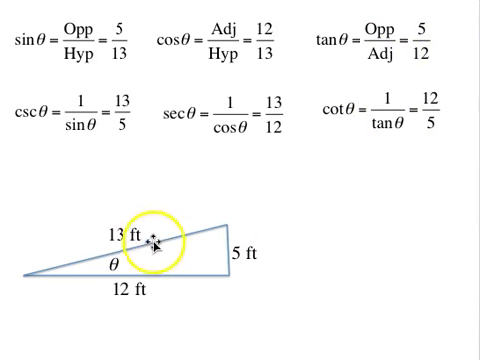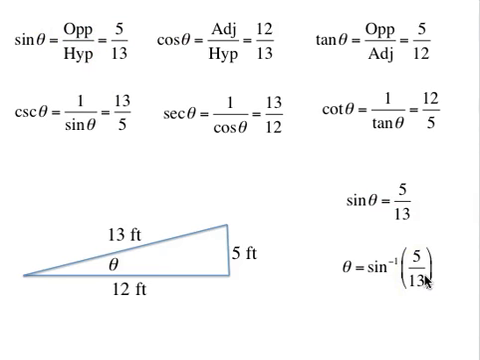Now what about theta? I mean, there's 6 different ways you could define theta. I'm going to look at the first piece. Sine of theta is 5/13, so theta is just the inverse sine. The arc sine of 5/13 will be the angle theta.